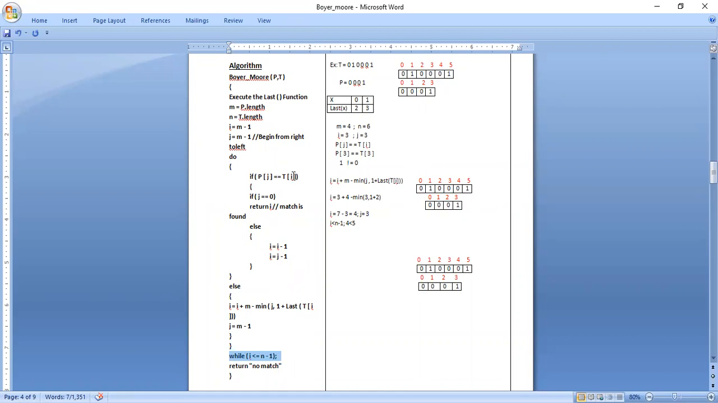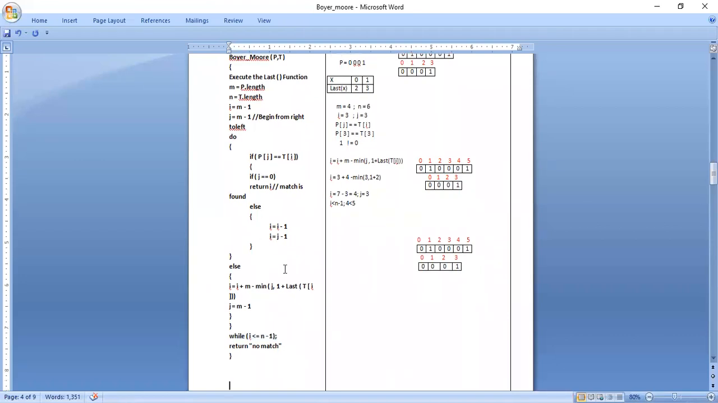If these both characters don't match, we are supposed to take the help of the last function, and increase or decrease the value of i with the help of that last function. So here I am using that last function for changing my i value. Again, j value is going to be decreased, and it checks the condition whether my i value is less than my total text length.